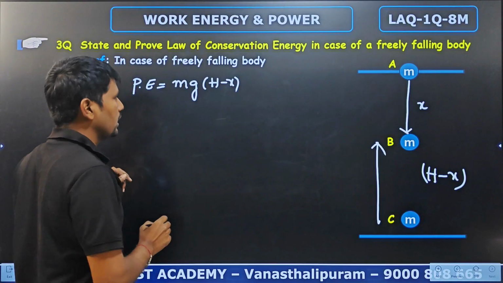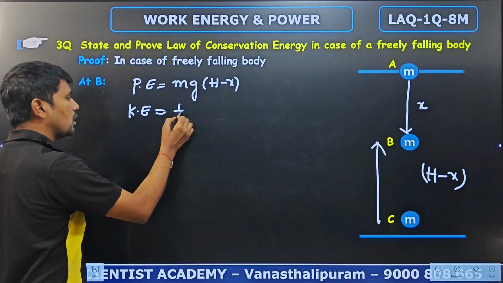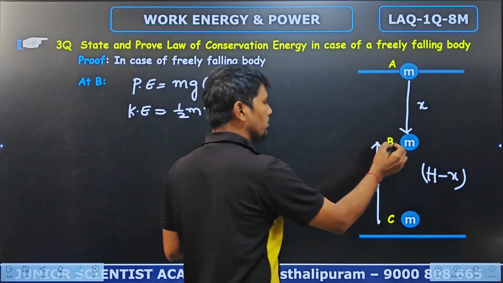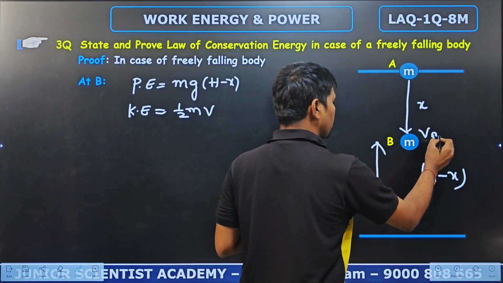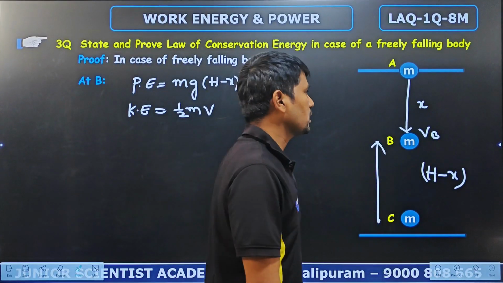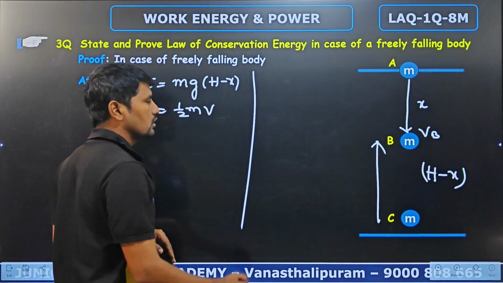Next, kinetic energy. Kinetic energy is equal to half mv squared. v means velocity at B. So what is the velocity at B? Velocity at B means the object is under acceleration, so that's why we have to use equations of motion here.